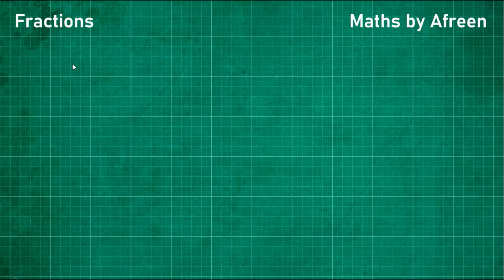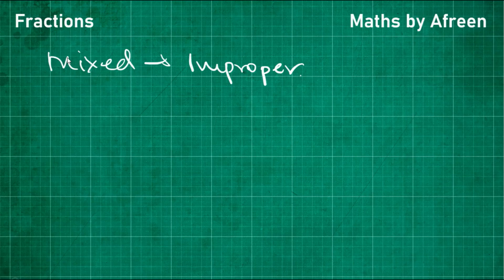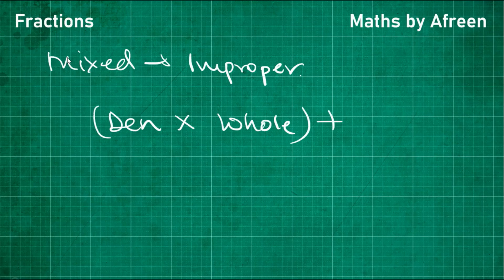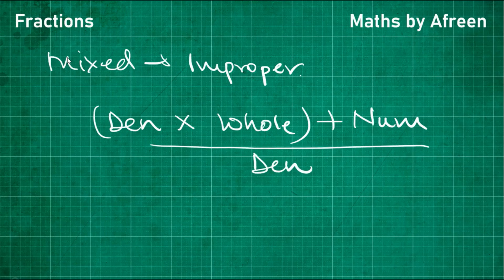Again, to convert the mixed fractions into the improper one, we can generalize a formula like this. The denominator will be multiplied by the whole and then we will add that to the numerator, and that whole will be divided by the denominator only.